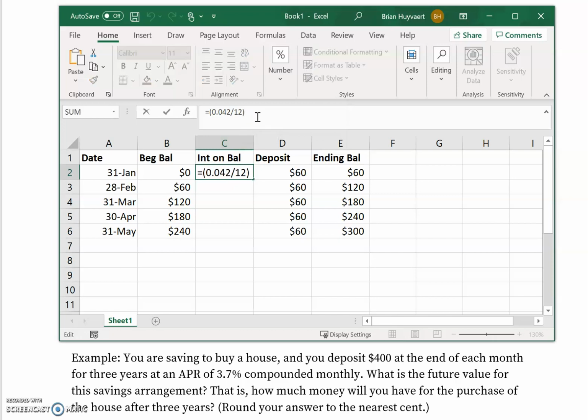So this is just the percent. But we don't really want that, right? We want to say, okay, I'm getting that percentage of my beginning balance, and that's what I'll have at the end of the month. So that's why we don't see it show up until we look at the ending balance.